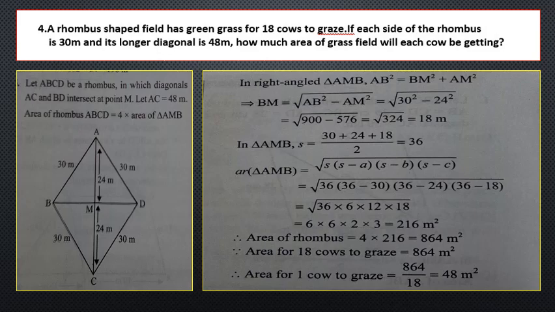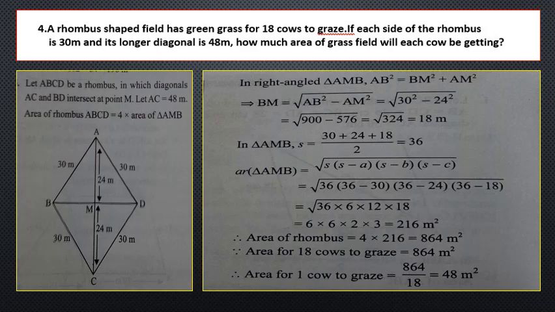Our BM is not given, AM is given and AB is given. So BM is equal to square root of AB square minus AM square. That is equal to square root of 30 square minus 24 square. 30 square is 900 minus 24 square is 576. So the square root of 900 minus 576 is equal to square root of 324. The square root of 324 is 18. So the BM is equal to 18 meter.